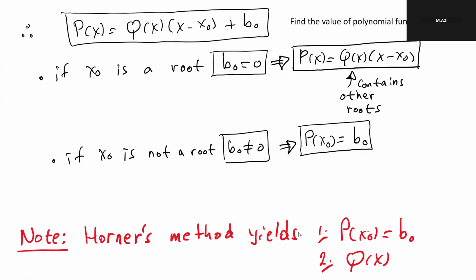In general, the Horner's method has two outcomes. We can find the quotient of the polynomial function, and we can also find the value of the polynomial function at x0. The remainder of the Horner's method represents the value of the polynomial function at any arbitrary point, like x0.